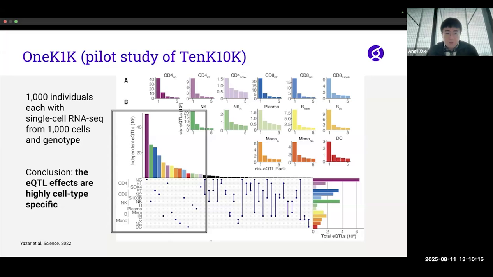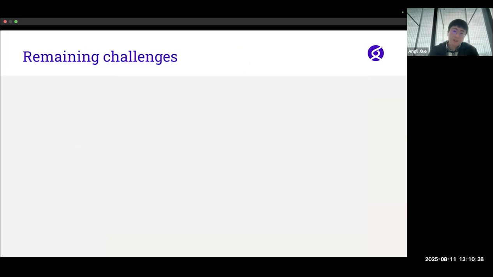The major conclusion from the 1K is that the eQTL effects are highly cell type specific. So if you do not have single cell samples, you will very likely miss a lot of eQTL effects. However, when we still tried to overlap the GWAS of these cell types with the eQTL, there was still a lot missing. Now we are wondering why that is the case.